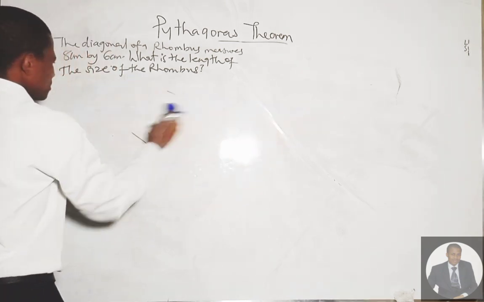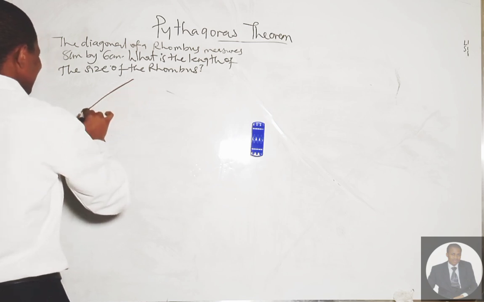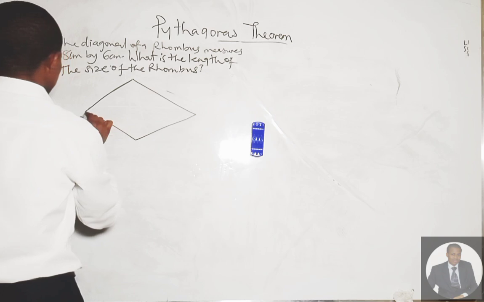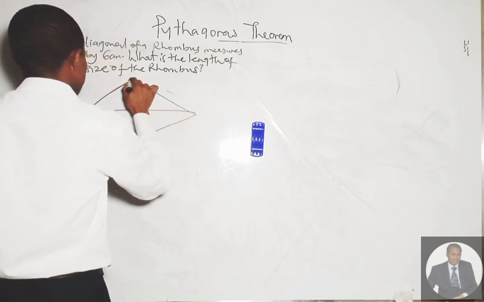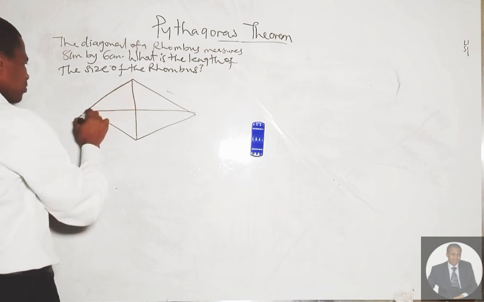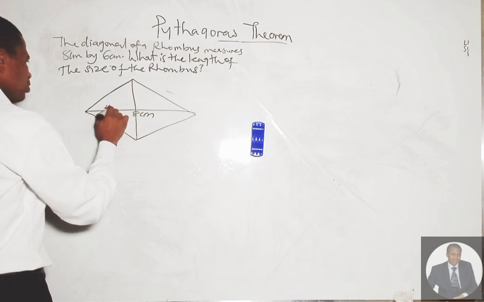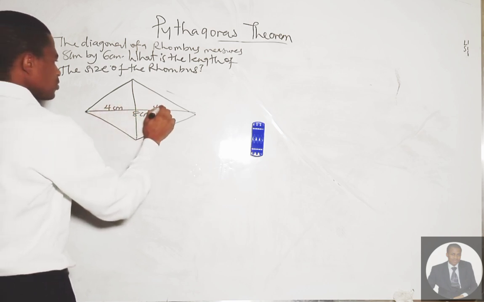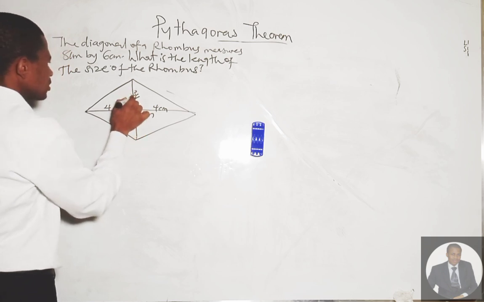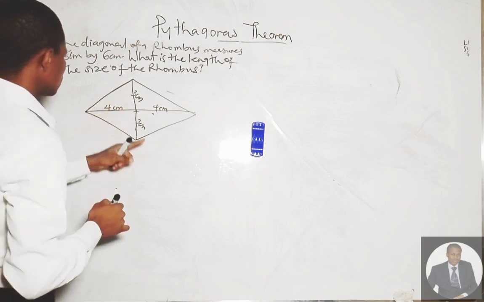Or better still, I'm not very good at drawing. I think this is better. The diagonal of a rhombus measures 8 centimeters. It means from here to here is 8. So one of these will be 4, and the other will be 4. And then from here to here is 6, so this place will be 3, and this other place will be 3. This makes 6, this makes 8.